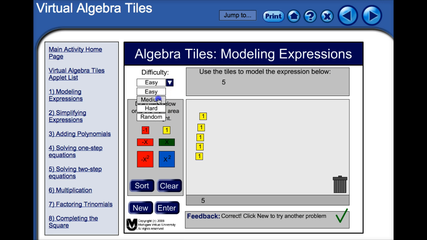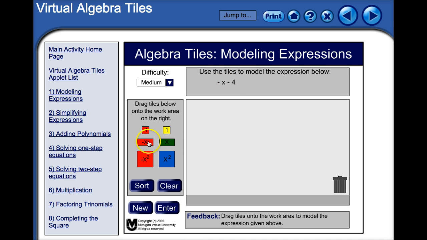Let's go to a medium level of difficulty problem. Now I'm going to try and model negative x minus 4, or negative x plus negative 4. So here's my negative x tile, and then I have 4 of these negative 1s, which makes negative 4. Let's try another one: x plus 3, so positive x plus 3 ones. So now I'm modeling x plus 3.